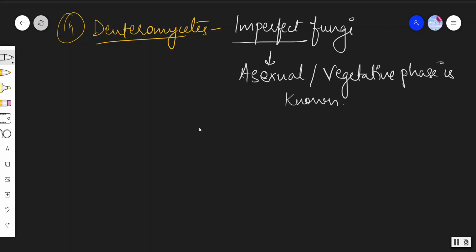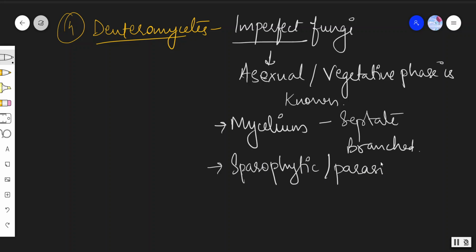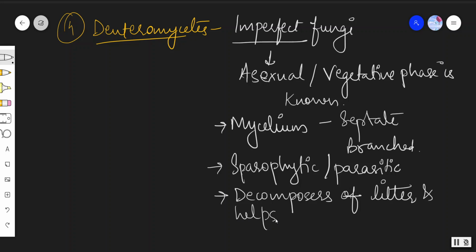Here we can say that the mycelium is septate and branched. Some of the members are saprophytic or parasitic, while a large number of them are decomposers. They help in decomposition of litter and help in mineral cycling.